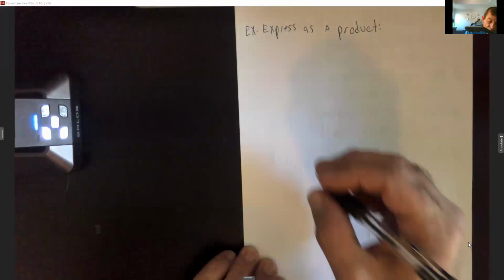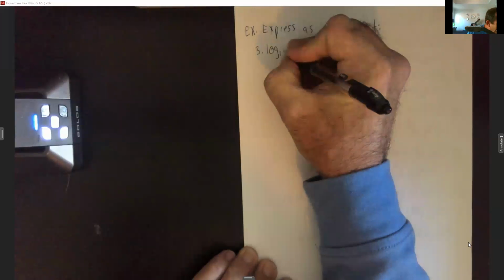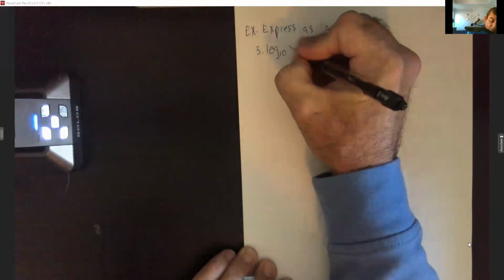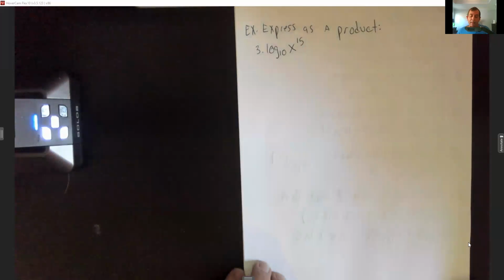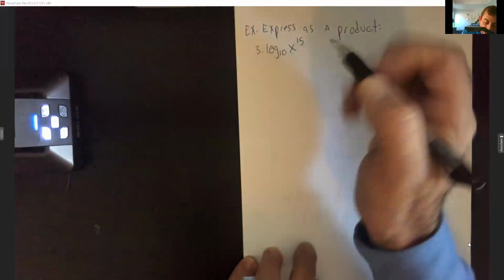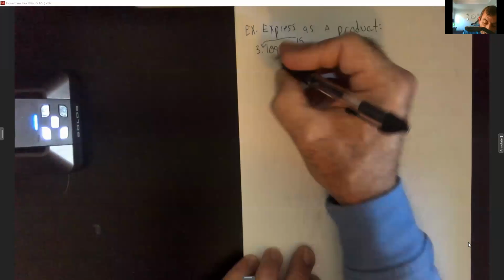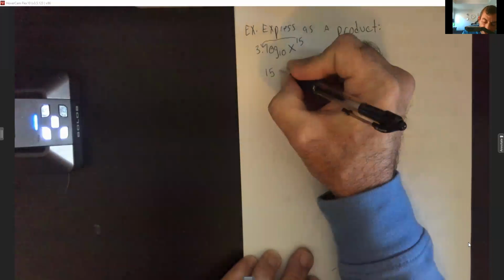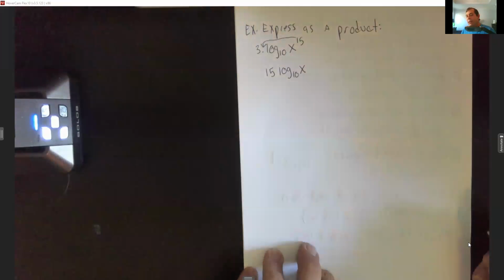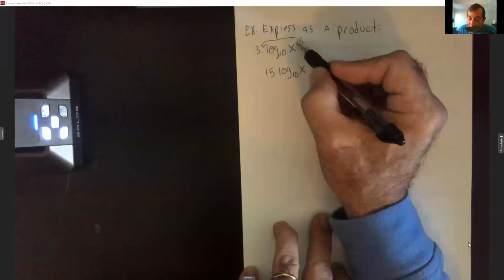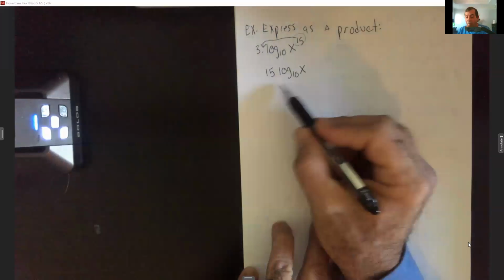So number 3, I got a log base 10 of x to the 15th. So power rule says that I want to bring that 15 down to the front and rewrite it as a product. So this will give me 15 times log base 10 of x. So basically, anytime we have exponents up here following a log, we're always going to bring those exponents down to the front and rewrite them as a product.